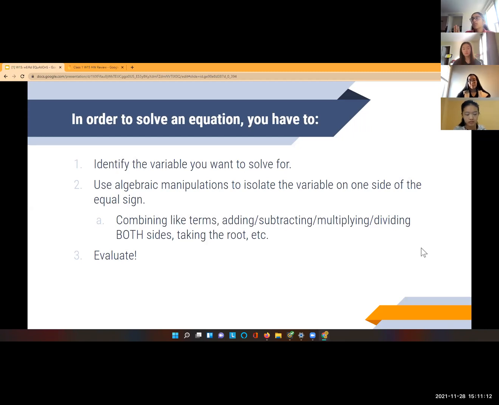Okay, so in order to solve an equation, you have to do 3 steps basically. So you identify the variable you want to solve for, then you use algebraic manipulations to isolate the variable. And then you combine like terms by adding, subtracting, multiplying, or dividing both sides and taking the roots to isolate it. And then you evaluate for that variable that you are solving.